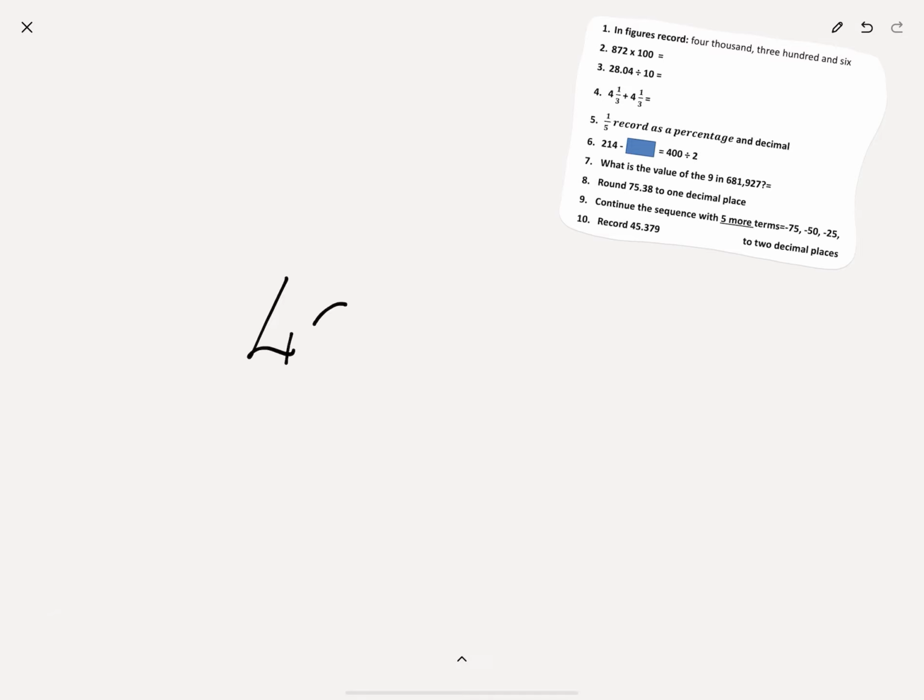Last one, 45.379 to 2 decimal places. Finally, something slightly more interesting. So, 1 decimal place is obviously your tenths. 2 decimal places would be your hundredths. So it wants this to be the final place value column with any value in it. Okay, so you're going to apply the same principle. It's this one they're bothered about.